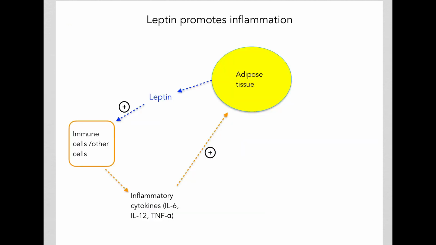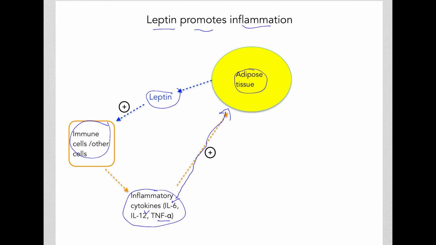A few words about the association of leptin and inflammation. Leptin promotes inflammation. Remember, the adipose tissue, the fat tissue, produces leptin. And this leptin then triggers the immune cells to release inflammatory cytokines, such as TNF alpha that we mentioned, interleukin 6, interleukin 12, and so on. And these cytokines in turn will stimulate the release of leptin by the adipose tissue.